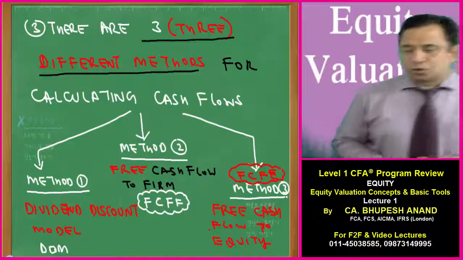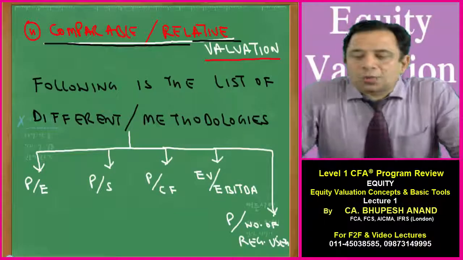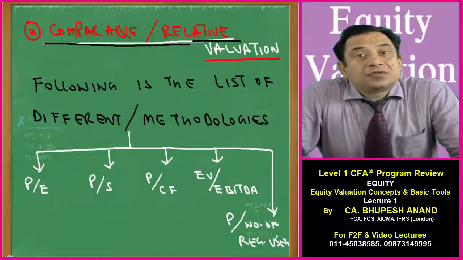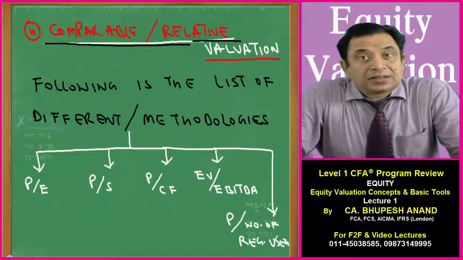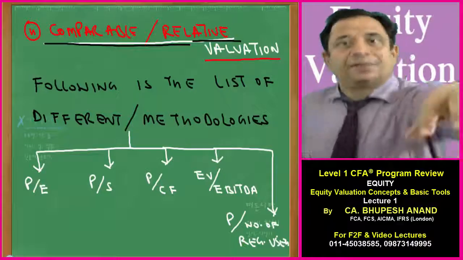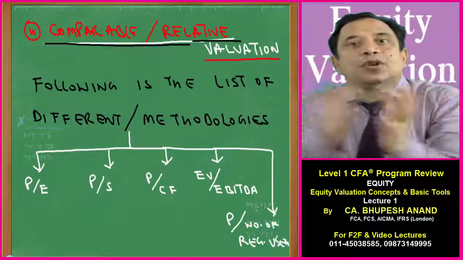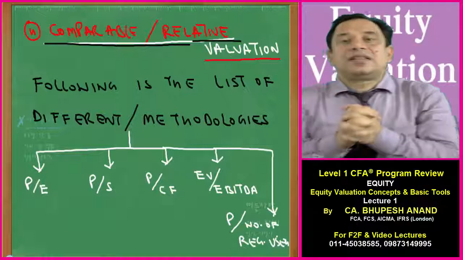Method 2, free cash flow to firm. Method 3, free cash flow to equity. Corporate. And the next method which we have, because there are four methods, is comparative or relative valuation. When I am valuing X by comparing it with another, that is named as relative valuation or comparable method.